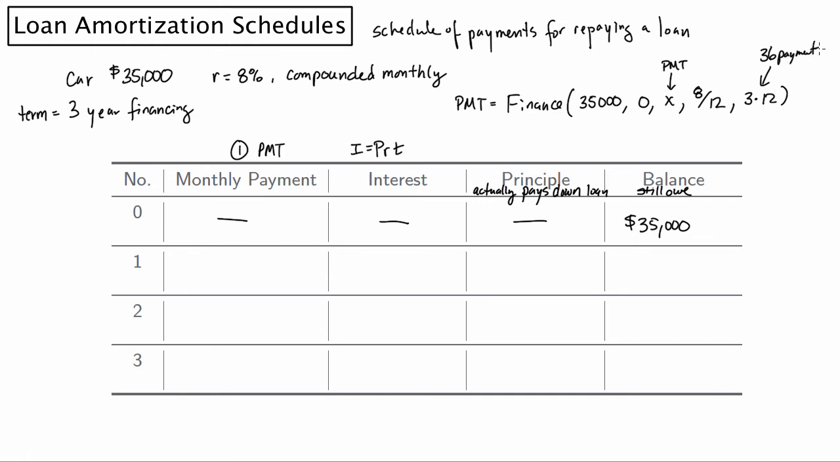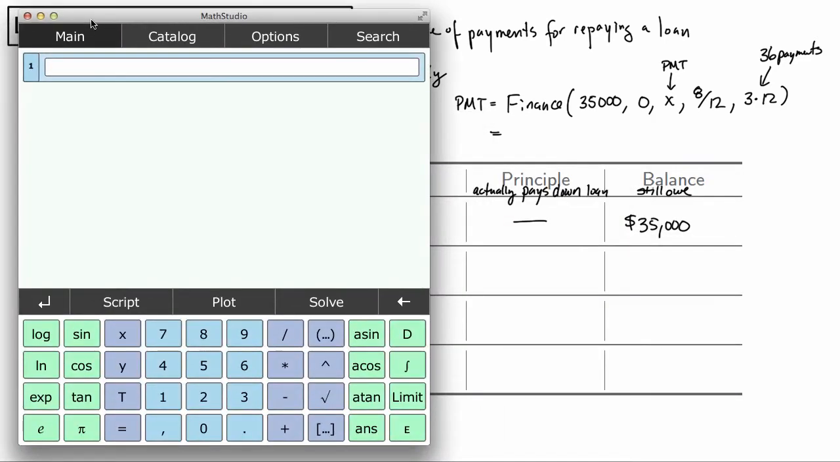We're just going to look at the first 3 payments in this table, but the table that the loan provider would give you would have 36, 37 rows for each of the payments. So let's bring in our Math Studio window, and we'll calculate that. So we've got the finance command.